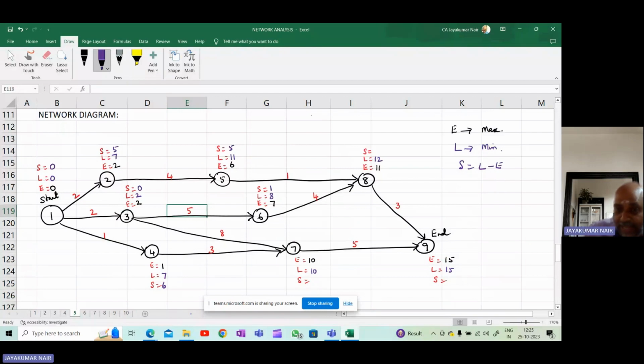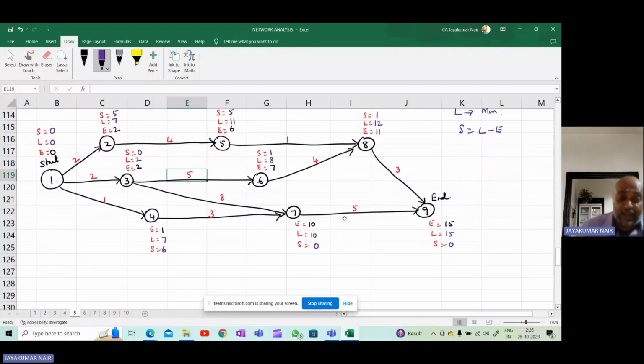12 minus this is 1. And 10 minus 10 is 0. And 15 minus 15 is 0. So I have calculated the E values, L values, and S values on the network diagram. Now I have to find out the various paths on the network.